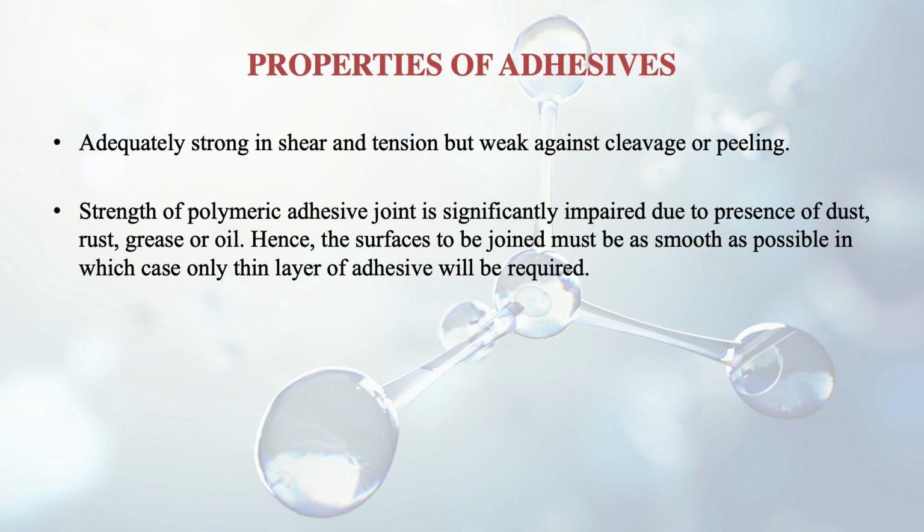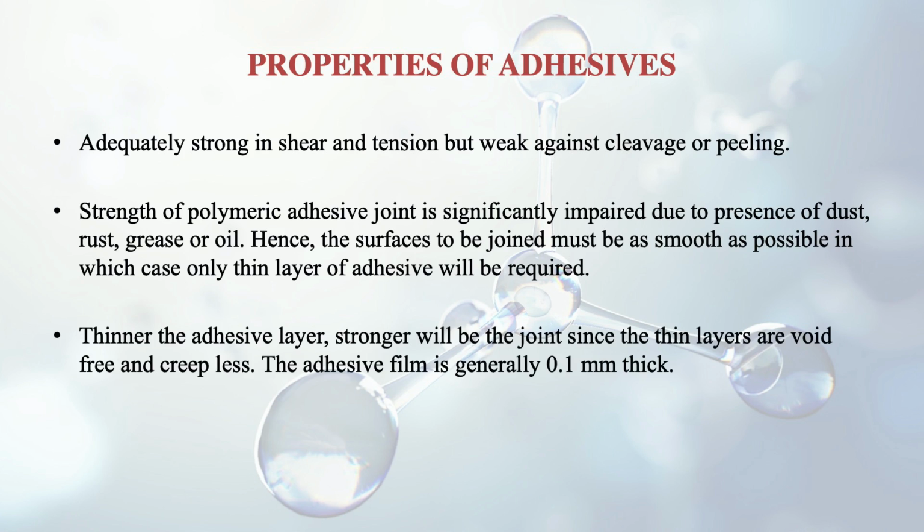Then strength of the polymeric adhesive joint is significantly impaired. Why? Because of the presence of dust, rust, grease or oil. Hence the surfaces to be joined must be as smooth as possible, in which case only thin layer of adhesive will be required. So cleaning is very important in case of adhesives. Thinner the adhesive layer, stronger will be the joint, since the thin layers are void free and creepless. So defects are less in case of thin layers, the voids are less. And the adhesive film is generally only 0.1 millimeter thick.